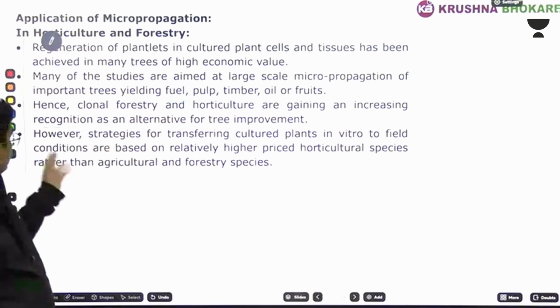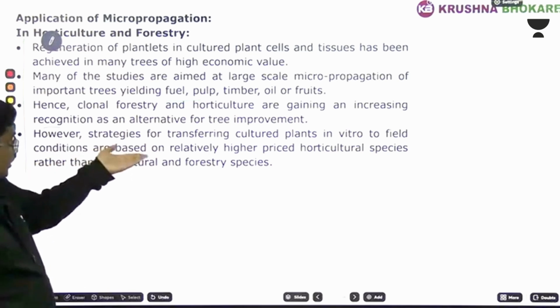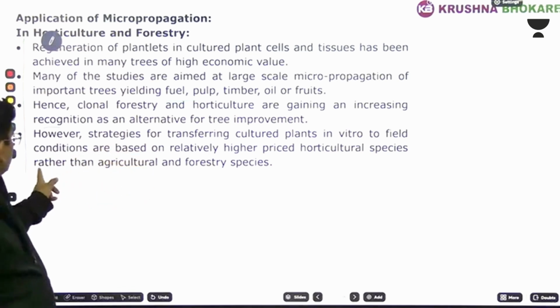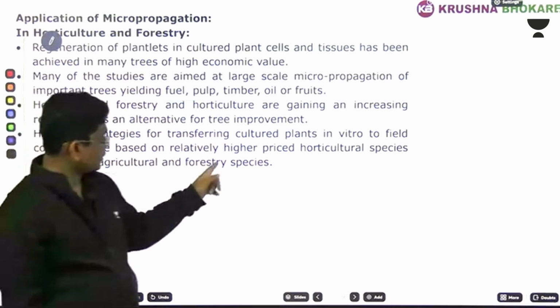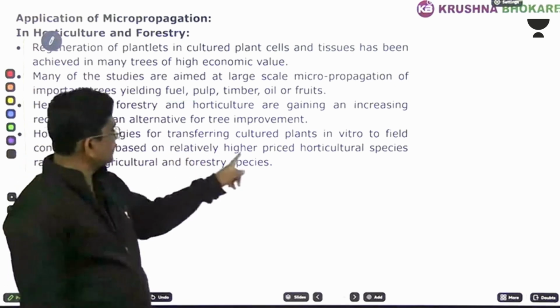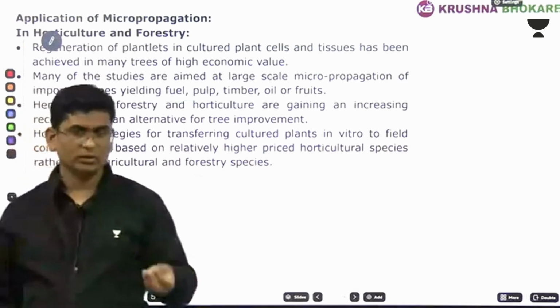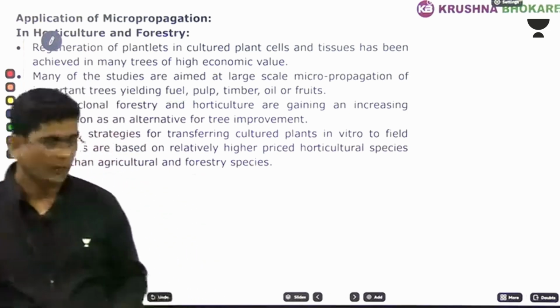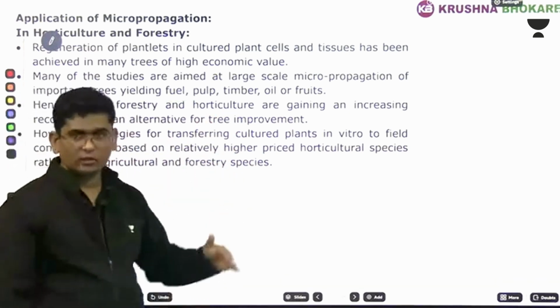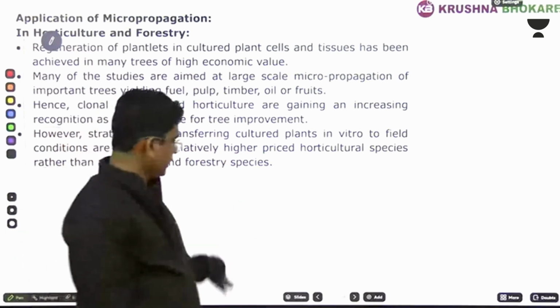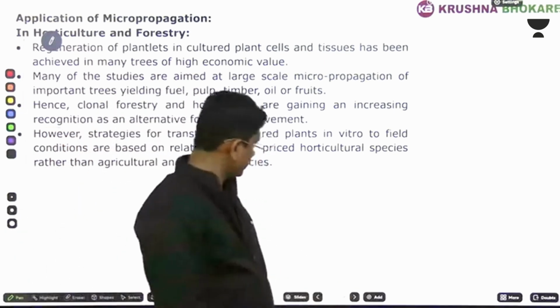Strategies for transferring cultured plants from in vitro to field condition are based on relatively higher price horticultural species rather than agriculture and forestry. Because what happens is that in horticulture you already get more price for mango. We are not doing the tissue culture of cotton plant. Okay. High value, tissue culture yield is also high, economic gain is also high. That's why they are doing it.